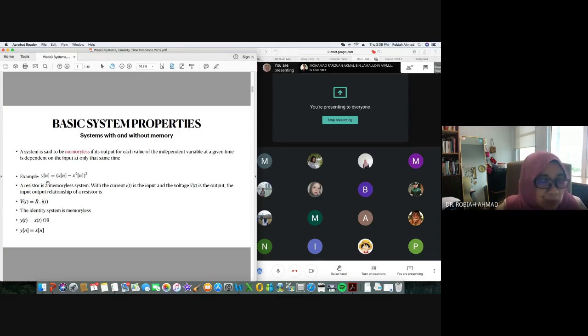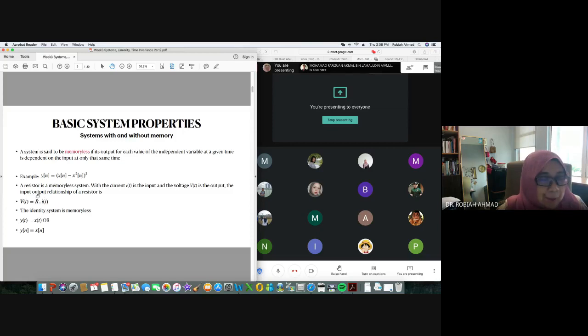So example y[n], this is for discrete. Kalau kita ada bracket begini and then n instead of t, it is discrete. So example y[n] equal to x[n] minus x squared [n]. As we can see here, the variable di situ adalah n, and this is one example of the memoryless lah.